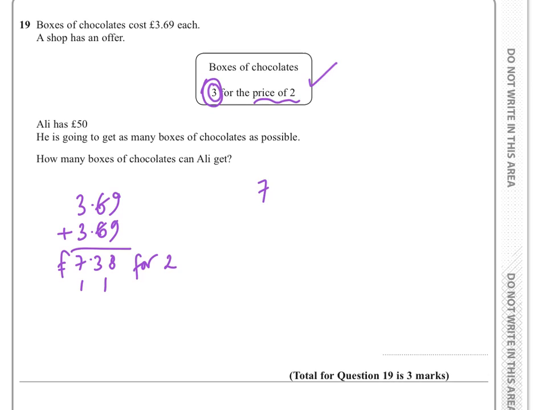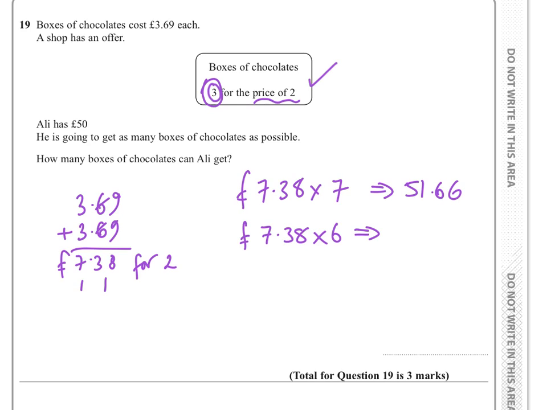Now, I know if I had £7.38 and I times it by 7, that would be close. So you can use your calculator here, and because 7 sevens are 49, that would be really close, wouldn't it? So if we just work that out, £7.38 times 7, that would be £51.66. So he wouldn't be able to do 7 of those. So what we could do is, we could say £7.38 times 6. So let's go with that.